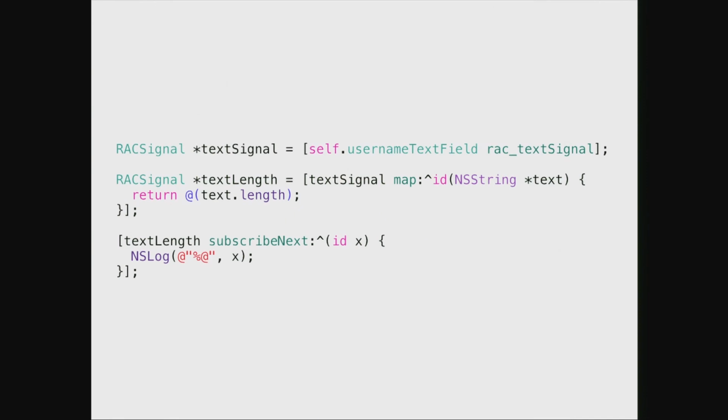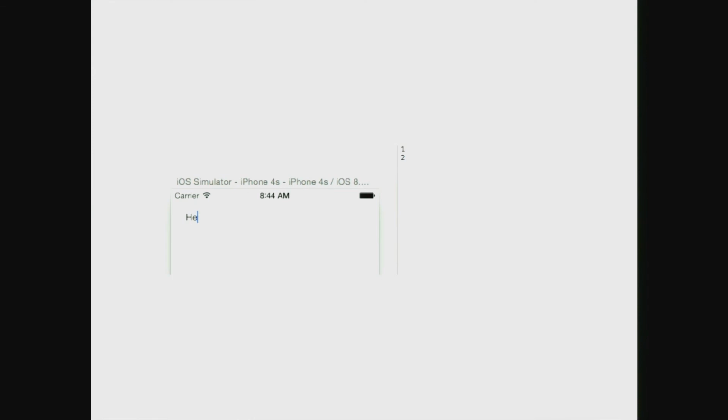So let's have a look at another example. You've seen the filter, which is a pretty common concept. You see it for filtering arrays. Map is another very common concept. So here, we're taking that text signal, we're mapping it, and returning the length this time, and then we're subscribing to the new signal and logging the result. And you could probably have guessed already, as you type in the text, it's now logging the length of the string.